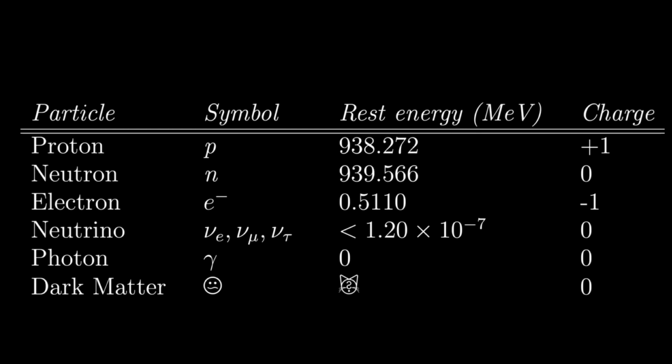And each of them, as you see in this little table, we have their symbols, where the proton is a P and the neutron an N, and the electron an E with a superscript minus. You have the neutrinos, which are the Greek letter nu, and they come in three different flavors: electron, muon, and tau. Photons are always given by gamma. And dark matter, we don't know what it is, so I'm just giving a crazy little icon there. Notice their rest energies and notice their charges. And so these are the typical particles that we're going to be talking about in this lecture.